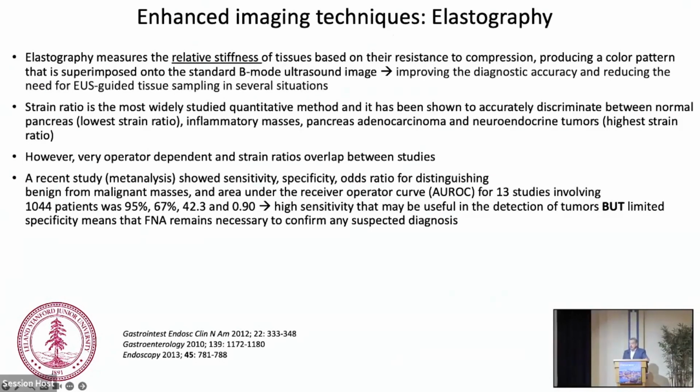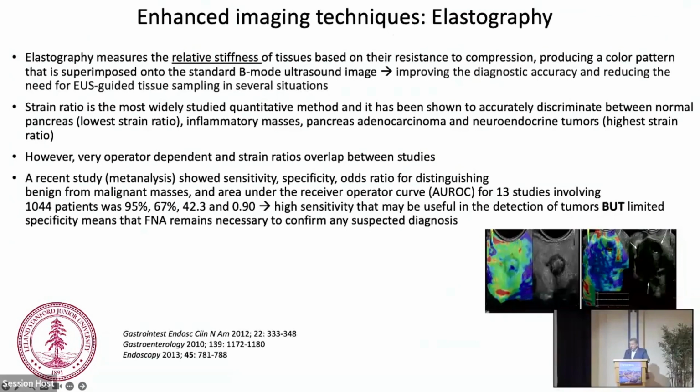But a recent meta-analysis showed the sensitivity, specificity, and odds ratio distinguishing between malignant and benign masses, and they also calculated the area under the receiver operator curve involving 13 studies and about 1,000 patients. You can see the numbers there. But the conclusion is that it has very high sensitivity, but because the specificity is not as high, you still probably need to consider doing FNA on these patients.